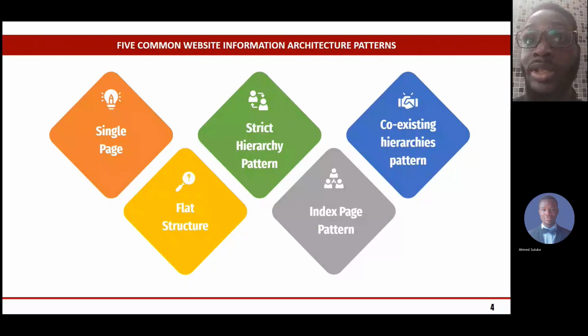And the last I have here is the coexisting hierarchy pattern. This pattern acts as the alternative to a strict hierarchy pattern, where the main menu or the home page has the sub-page and every parent page has the child page. So the last subtopic I'll be talking about on information architecture is the best practices for information architecture design.